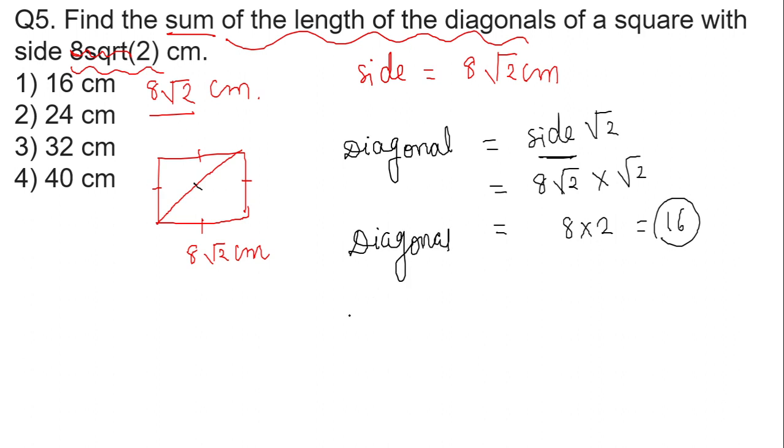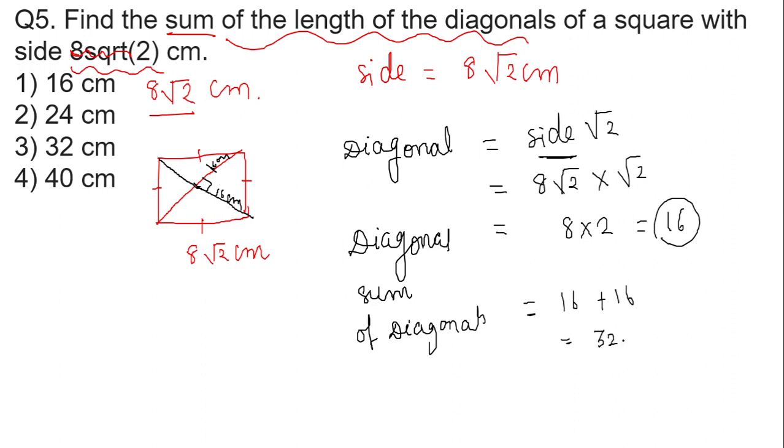The second thing that you have to remember over here is one thing that we have studied already, that the diagonals bisect each other at 90 degree. So if this is 16 centimeter, this is also going to be 16 centimeter. So simply you can take the summation of diagonals as 16 plus 16 centimeter, that will give me 32 centimeter. That is option number C, the correct answer for the given question.